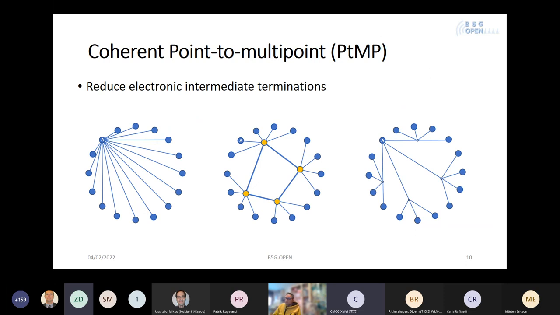So we have this domainless concept, which is quite disruptive from what we have today. Also, one of the technologies that we are exploring is point-to-multipoint. In this point-to-multipoint optics, you have a single device with multiple subcarriers, and instead of sending them all to the same destination, you can split the subcarriers into multiple destinations.